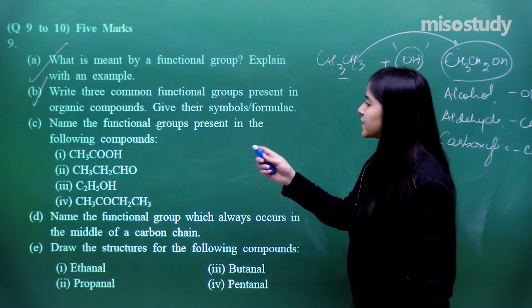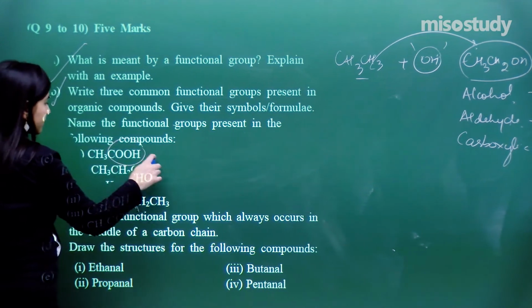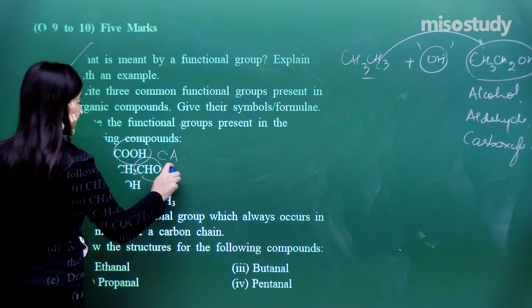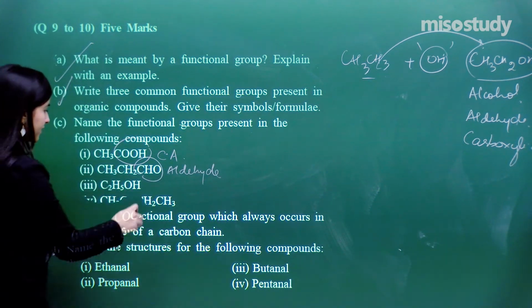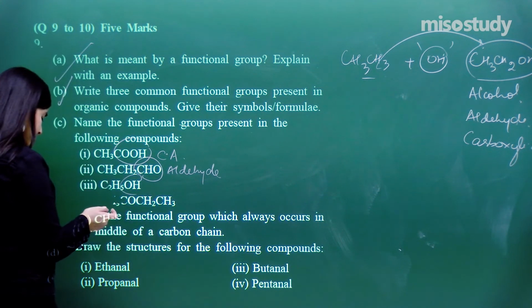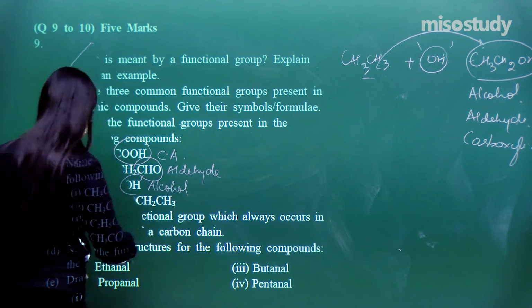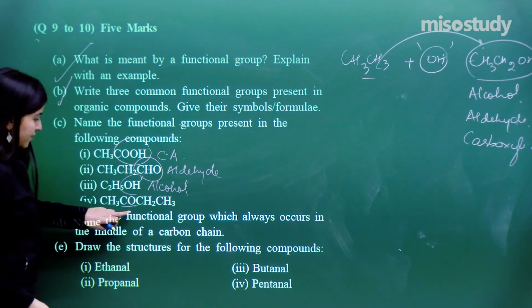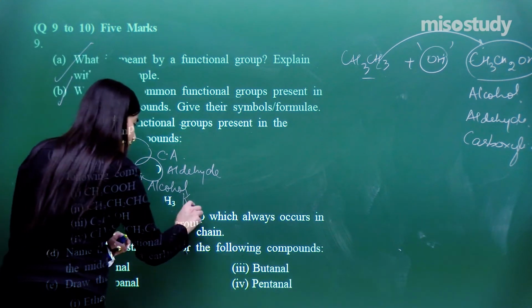Name the functional groups present in the following, we just have done. See, this is what? Carboxylic acid, this one, aldehyde, this one, alcohol, okay, and next one. So, see here a group which is somewhere in the middle, that means this is definitely going to be ketone.